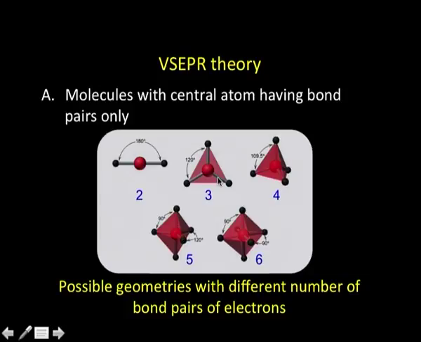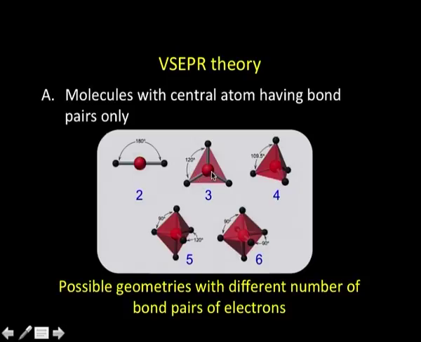Around each there are different numbers of bond pairs of electrons. Suppose there are two bond pairs, say a molecule of BeH2, beryllium dihydride. We find that these two bond pairs will be at an angle of 180 degrees from each other, and the molecule will have a linear geometry. If there are three bond pairs around the central atom, they will repel each other in such a way that they acquire the geometry shown here. Suppose this is atom A and this is atom B. Then this AB bond and this AB bond will make an angle of 120 degrees.